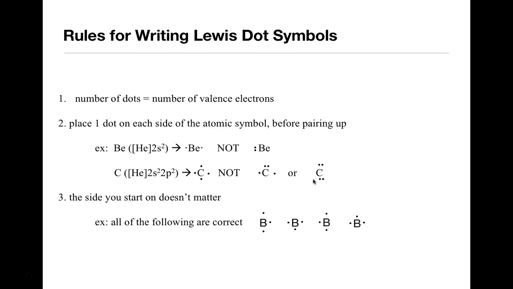Rule 3 basically says the side that you start on doesn't matter. So all the examples for boron's Lewis dot symbol are correct.